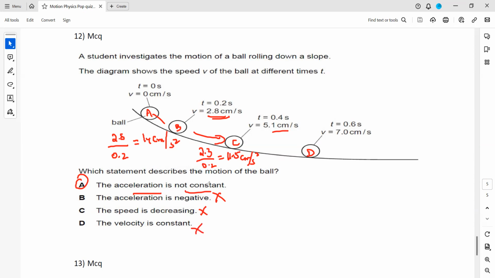And the velocity is constant? Velocity is not at all constant because the value is not constant, as well as the direction is not the same. Even if the magnitude was the same, if it is changing direction, we don't say the velocity is constant. So as it is changing direction, the velocity is not constant.